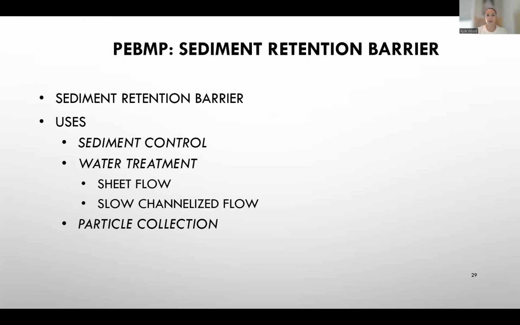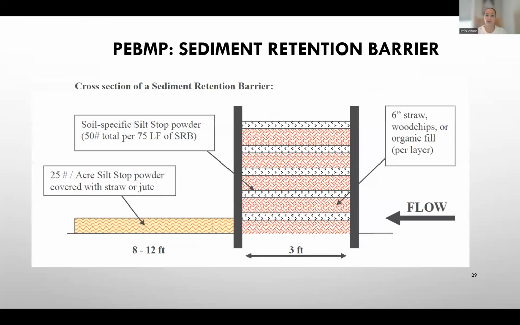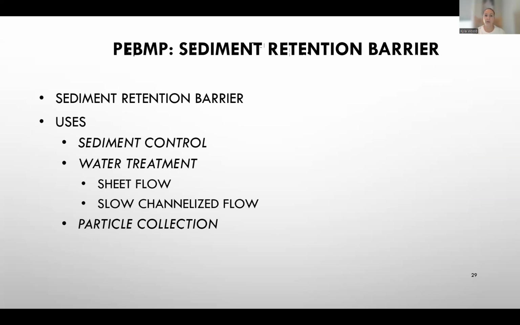So first of all, the sediment retention barrier is again those two rows of silt fence that have the straw or mulch in between, and it's layered with the site-tested form, the granular PAM or silt stop polymer. The silt fence, of course, is for sediment control. We want to slow the flow, pool it, and let those larger particles settle, but our smaller particulate are going to move right through that silt fence.